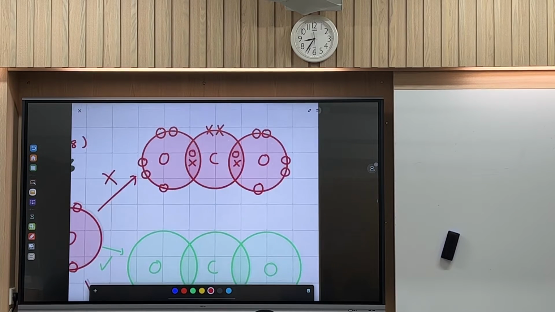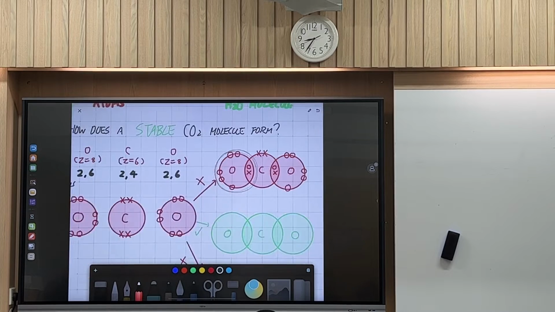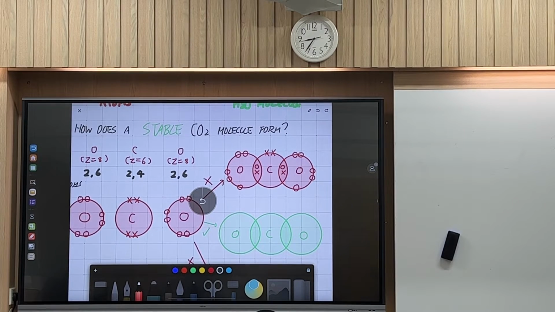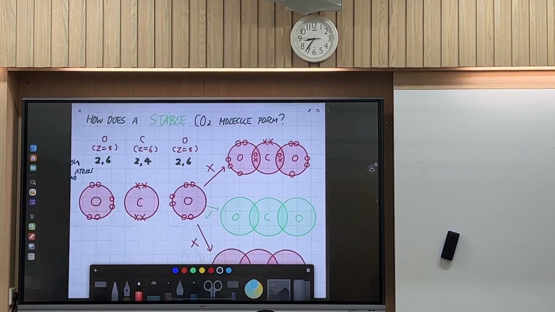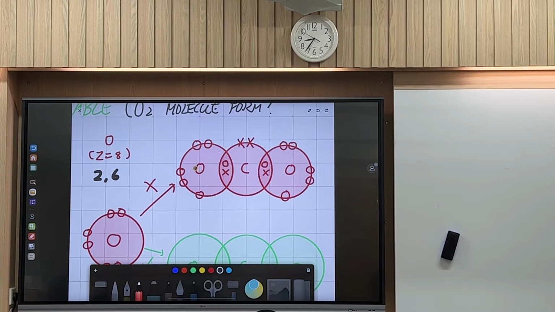Let's count the total number of electrons in the shell together. Look at this circle first. How many electrons do you count in just this circle? 7. 7 is not 8. Means it's not full. It's not stable. So this is why I still use the color red for this molecule, showing that carbon dioxide does not have a single bond between carbon and oxygen.